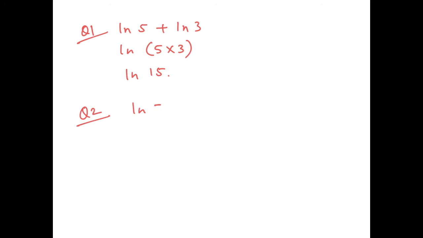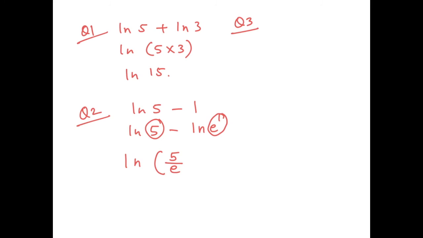Question number 1, ln 5 plus ln 3. So we can combine them. It will be ln 5 times 3, so it will be ln 15. And you can give the answer of ln 15 with the help of a calculator. Or ln 5 minus 1. We know ln 5. What is 1? Can you express this in ln form? Yes. ln e to the power 1 can be expressed as 1. So now it will be ln 5 over e, because here the number is e. So this is our answer.